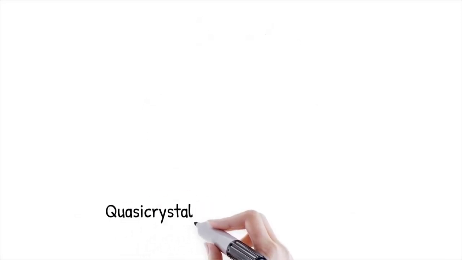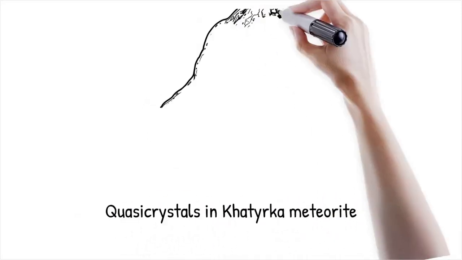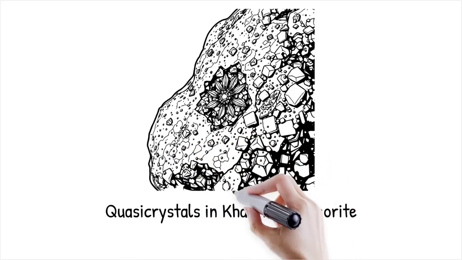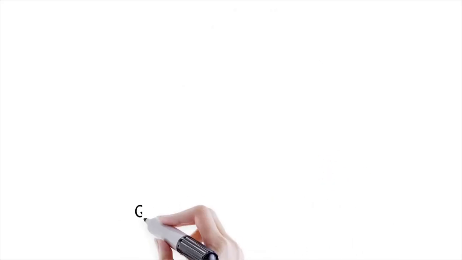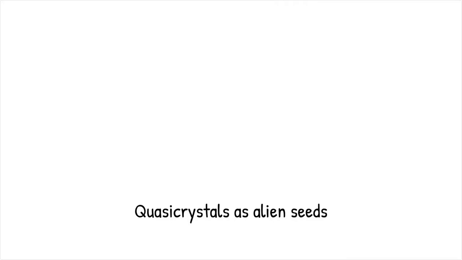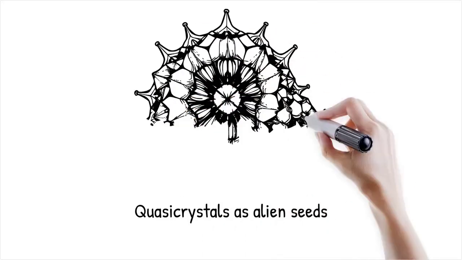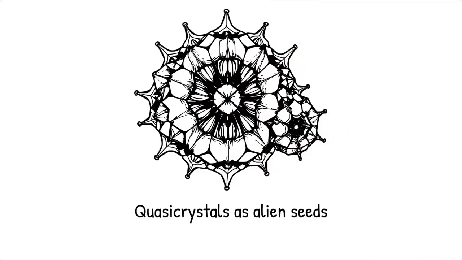Quasicrystals, discovered in the Khatyrka meteorite, demonstrate natural aperiodic ordering formed in space. Quasicrystals in meteorites are like alien seeds, self-assembled structures that may carry the blueprint for alternative life.